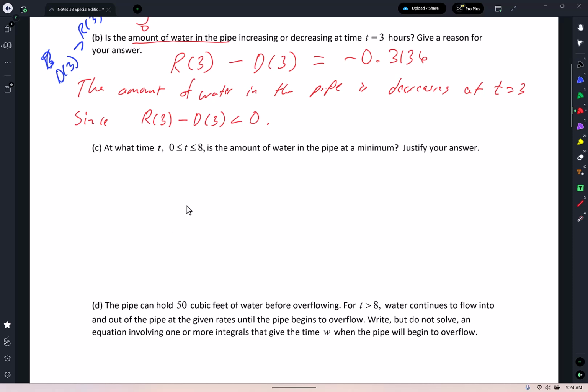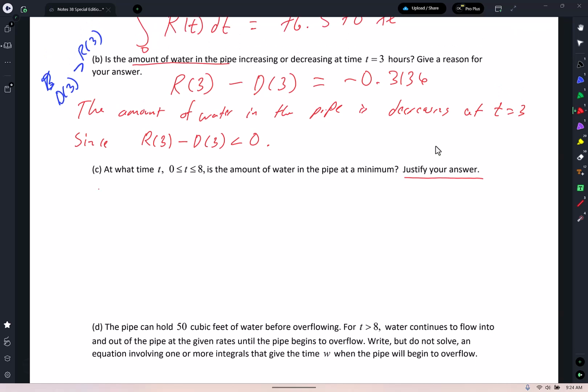At what time between 0 and 8 is the amount of water in the pipe at a minimum? Justify your answer. Okay. There's many ways to do this. The easiest justification, in my opinion, is to test your endpoints and critical points, and just make a table of those, and whichever one's the smallest is the absolute minimum.